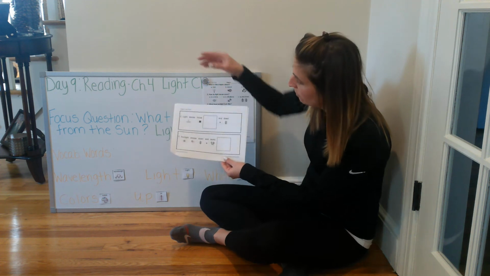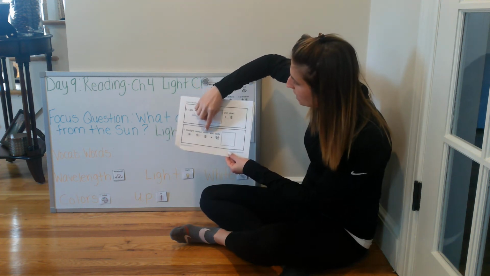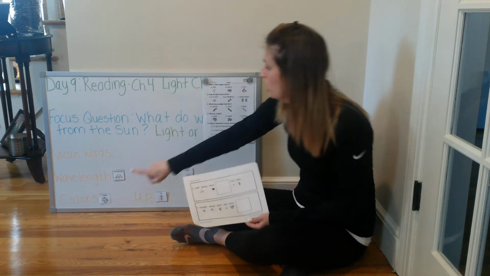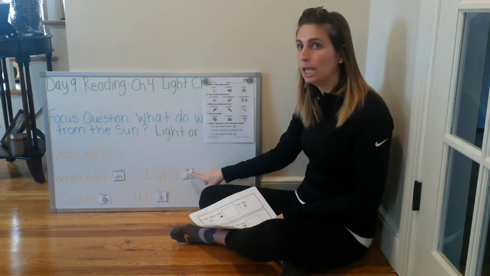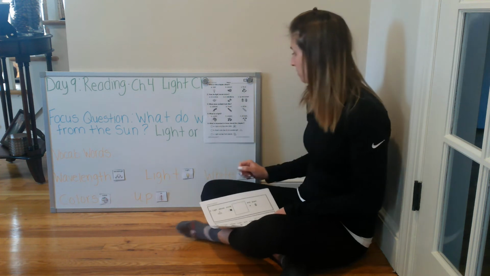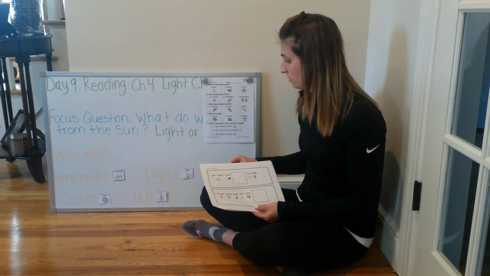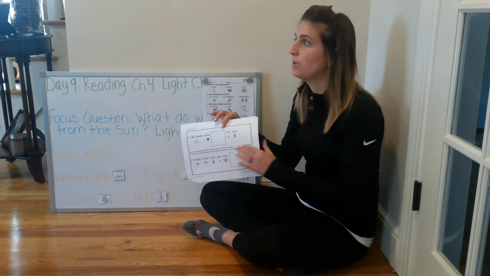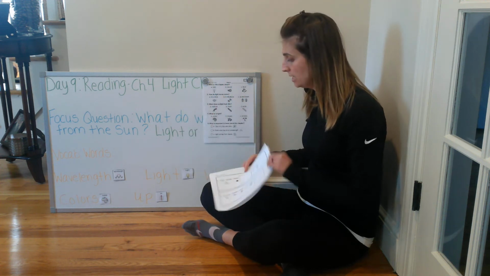Question number 3 on the fill-in. Sunlight shines down and looks blank. Wavelength, light, white, colors, or up. Remember, you're gluing or taping your answer in here. That best completes the sentence.